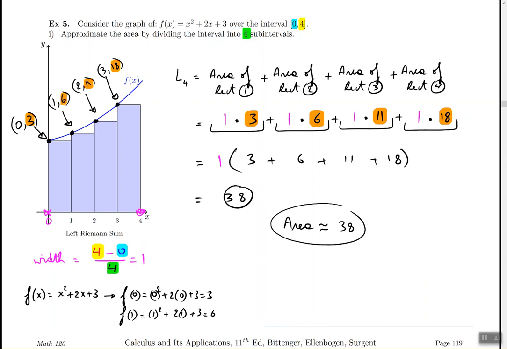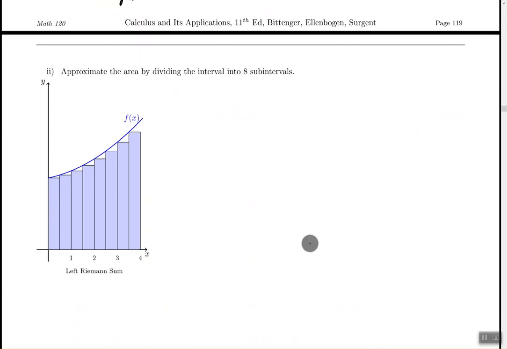But again, I know that this is an approximation because I know I'm missing this little gap right there, another gap right here, another gap right here, and for the last one, I'm missing a massive gap. So I know that the 38 is not the right answer for this problem, but for now, we don't have a better way of doing things, except increase the number of rectangles. And that's what we're going to be doing in the next part.